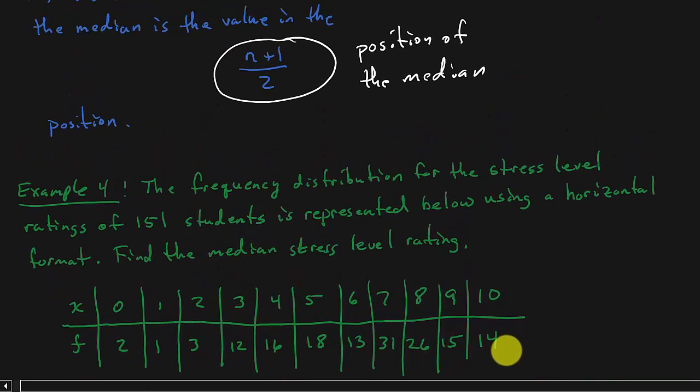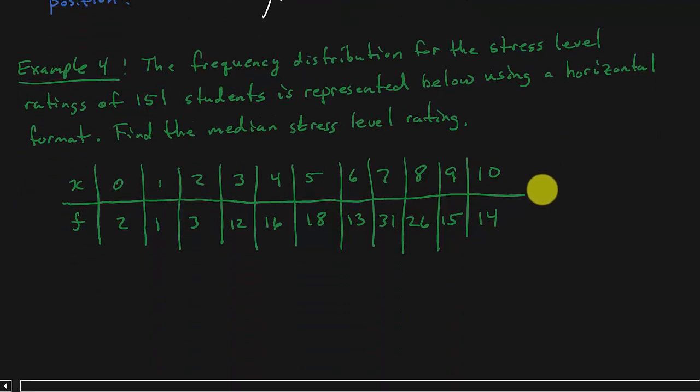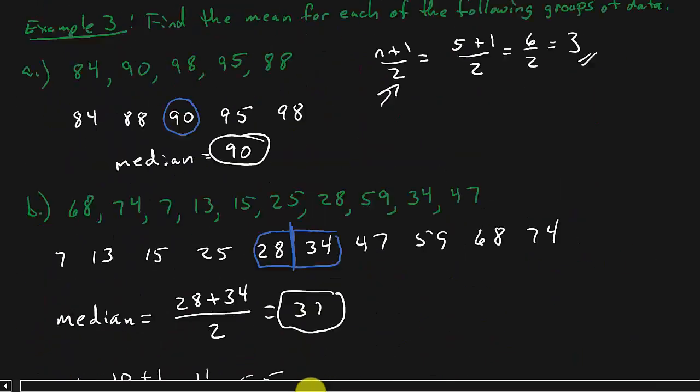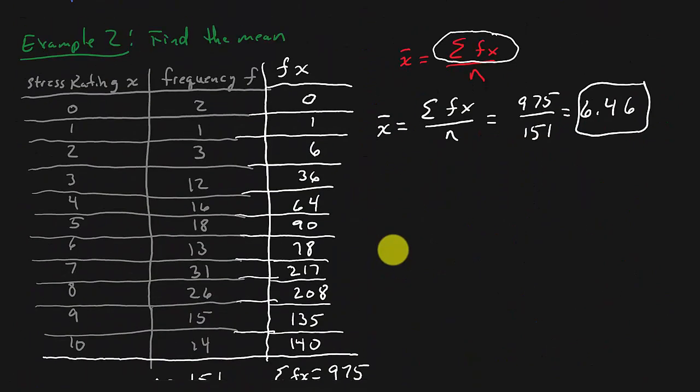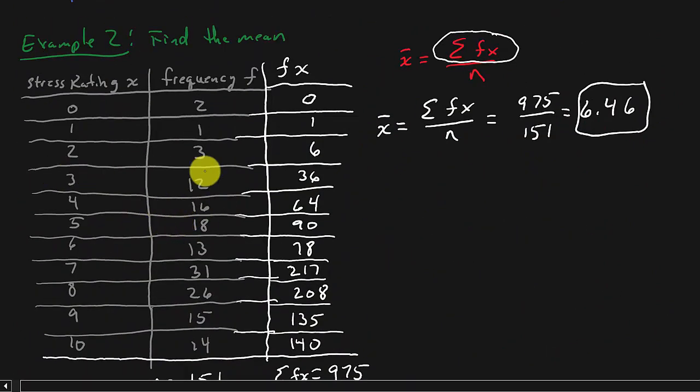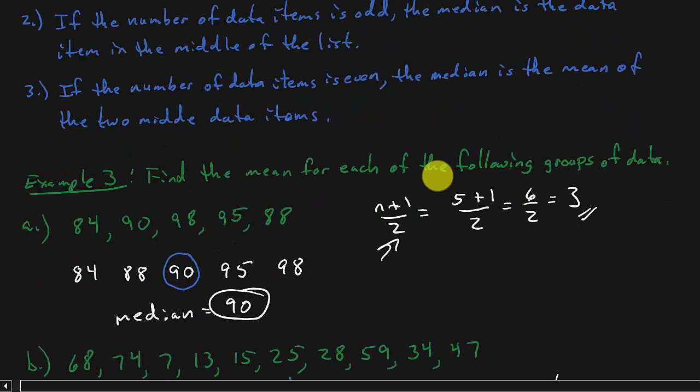All right, so this is where this right here is really going to come in handy. Okay. So it says the frequency distribution for the stress level ratings of 151 students is represented below using a horizontal format. Find the median stress level rating. All right, so this right here, don't let this confuse you. This is just a frequency distribution. It's just like this one. It's the same thing as this right here. It's just that it's written across instead of up and down. Okay, see the X, they're going across, and the F, the frequency's going across too, but it's the same thing.